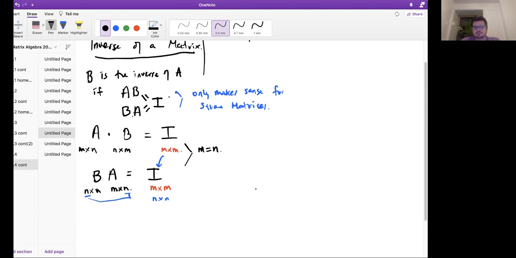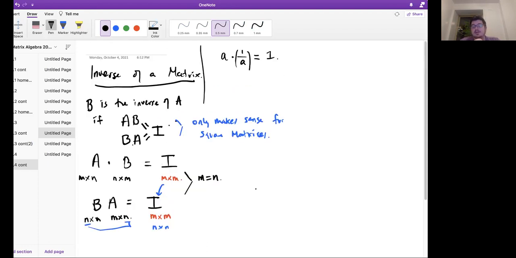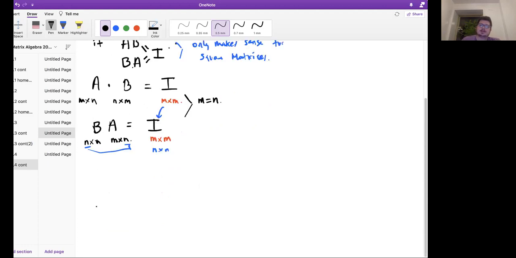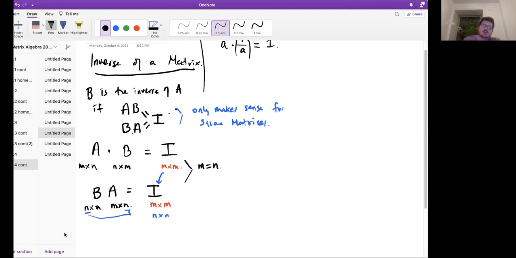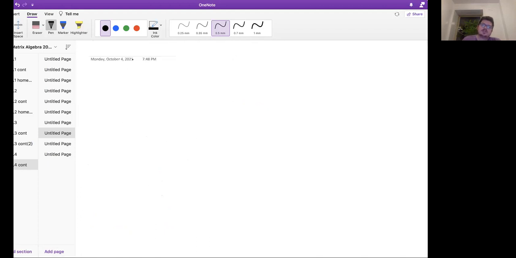Okay, so now in general, this is a very hard thing to find. We'll develop a way that makes it easier to find. In general, not all matrices even have an inverse. And I think we can come up with matrices that don't have inverses just based on the definition.